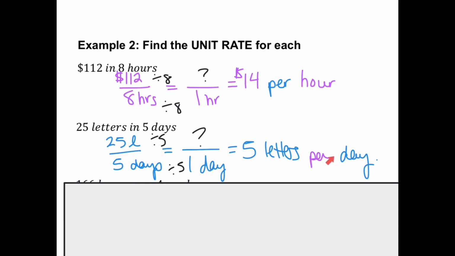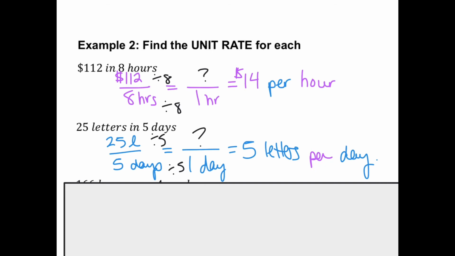And I only say average because it's very possible in this example that maybe someone wrote 6 letters one day and 3 letters another day and 4 letters. But if 25 letters were sent over 5 days, we can say that that was 5 letters per day. That would be the unit rate, how many letters for every 1 day. And we can write that as this per statement.